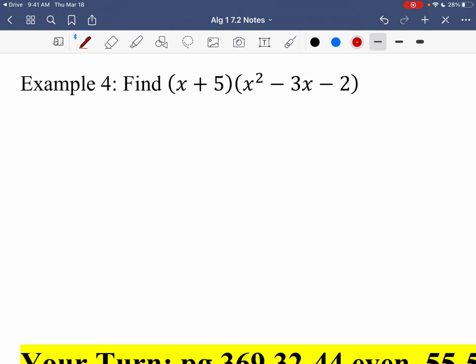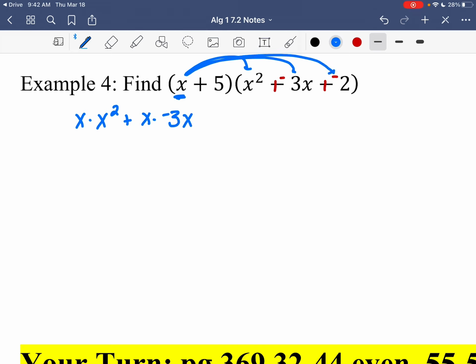So I'm going to show this problem both ways, using a table and just using distributive property. I'm going to do distributive property first. So this would be plus a minus, change it to plus a negative, and now I'm going to multiply by my x. So I'm going to take x times x to the second, plus x times the negative 3x, and then x times the negative 2. I just have one extra step.